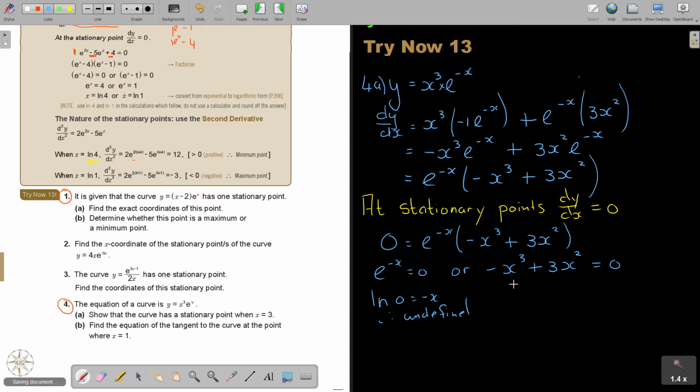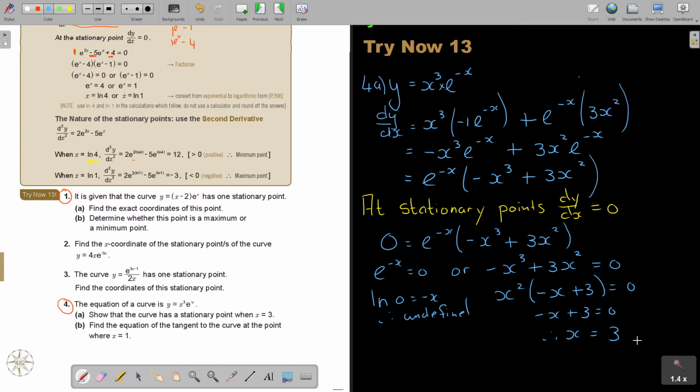Okay, now in this case, I'm going to take out x squared. Then it's going to be negative x plus 3. If this is equal to 0, so negative x plus 3 equals 0, therefore x is equal to 3. And that is what they show. So therefore, x is equal to 3. That was number A.